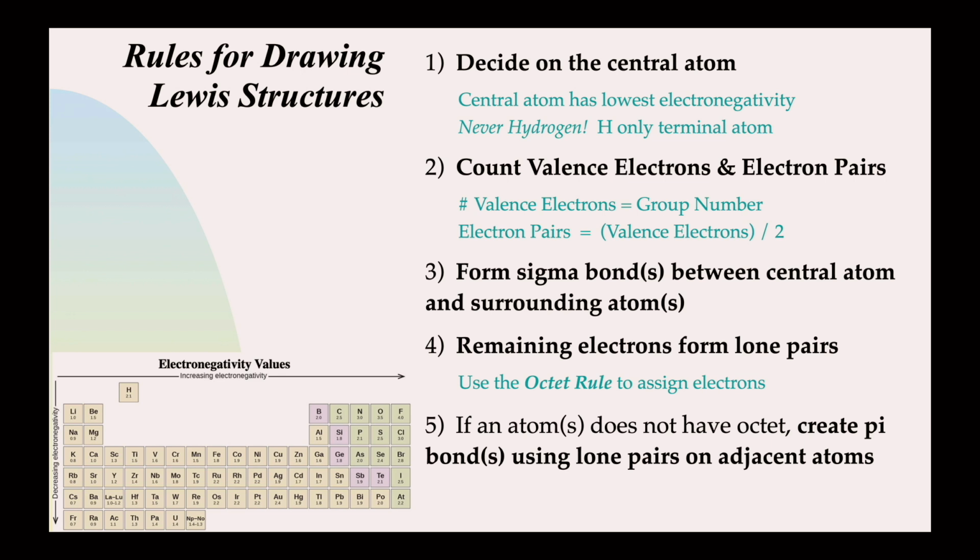Finally, if an atom or atoms does not have an octet, you have to create double bonds, pi bonds, all right? And you use a lone pair on one of the adjacent atoms to do that. I'll show you an example of how that works here in a little bit. Atoms like carbon, nitrogen, oxygen must have an octet, no exceptions. So if carbon only has like 3 pairs around it, it needs the 4th pair to get an octet. It will actually force one of the outside atoms to share its lone pair, making like a pi bond or a total of a double bond. I'll show again this here in a little bit.